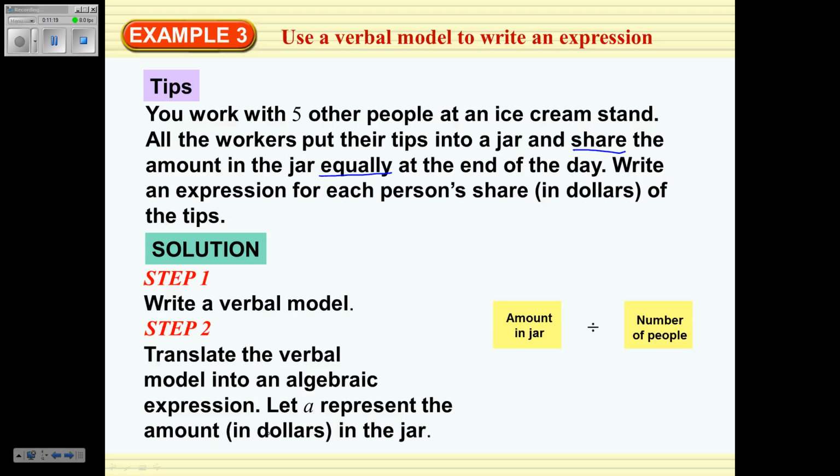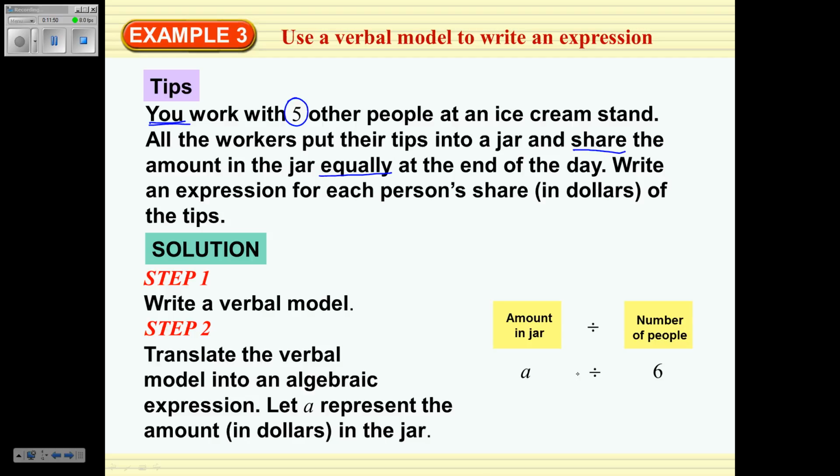So let A represent the amount in the jar. A for amount. Okay? So we're going to put an A right here under amount in jar. The number of people. Why is the number of people 6? Because right here it says 5. Okay? Hopefully you understand that the 5 other people are also with you. You get to share in those tips. So you make that 6th person. So make sure you're always reading the problem and know what you're doing, know what numbers you're dealing with.